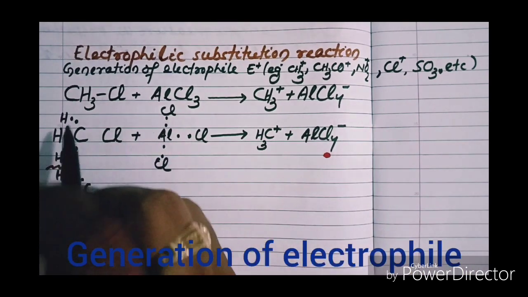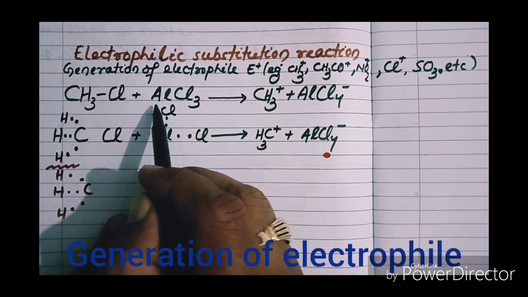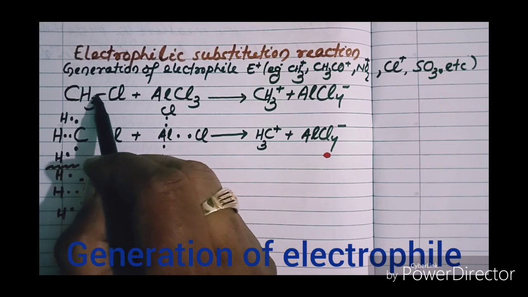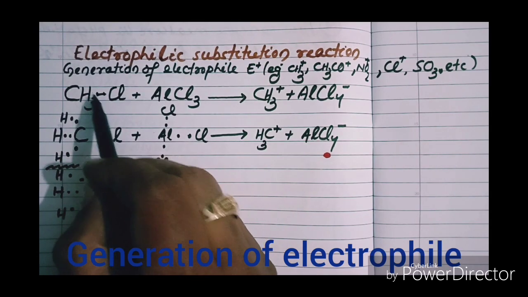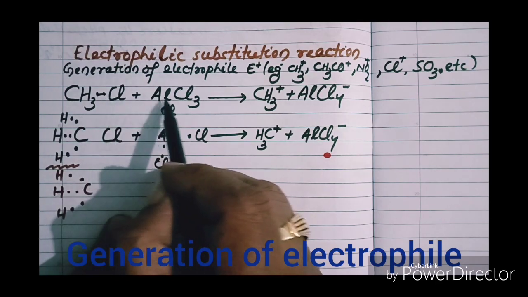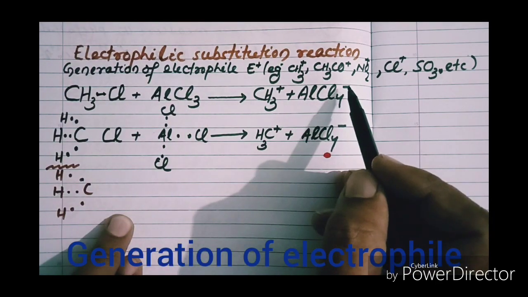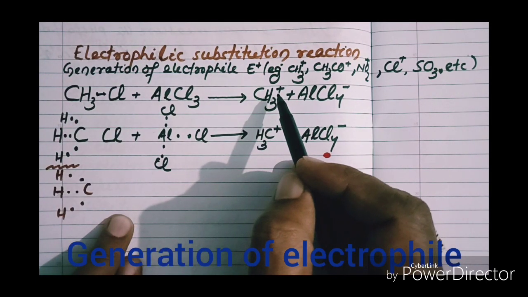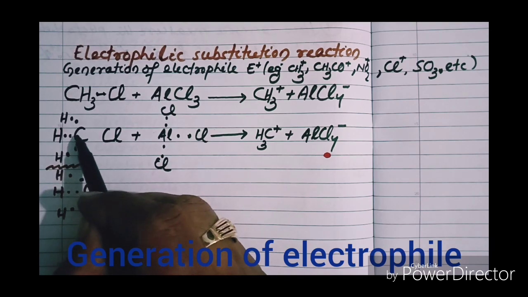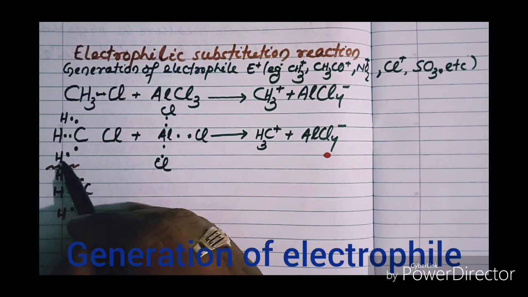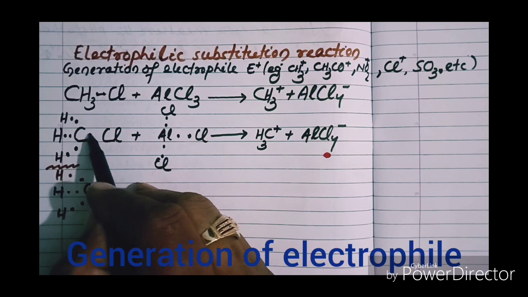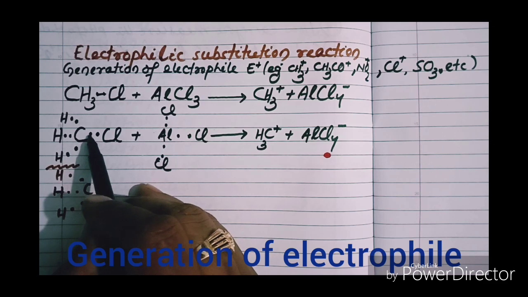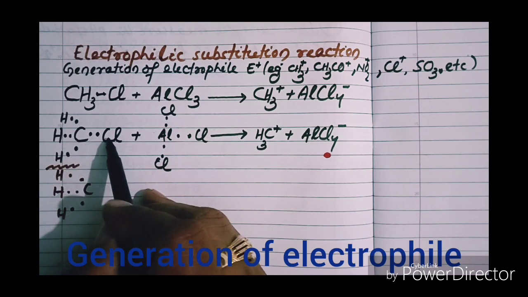When CH3Cl is treated with anhydrous aluminum chloride, this Cl with these two electrons and AlCl3 form AlCl4 minus, and this CH3 becomes CH3 plus. You see, this is CH3Cl. Between these two atoms there are two electrons. This is the electron of this carbon, this is the electron of this chlorine.